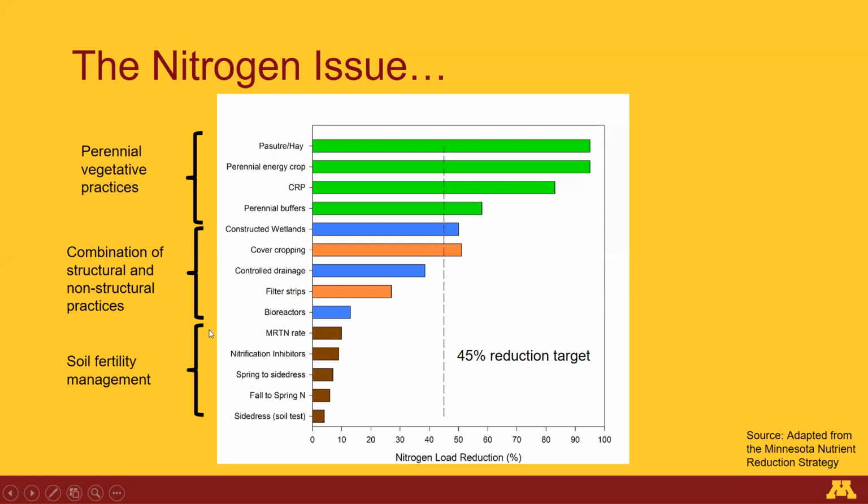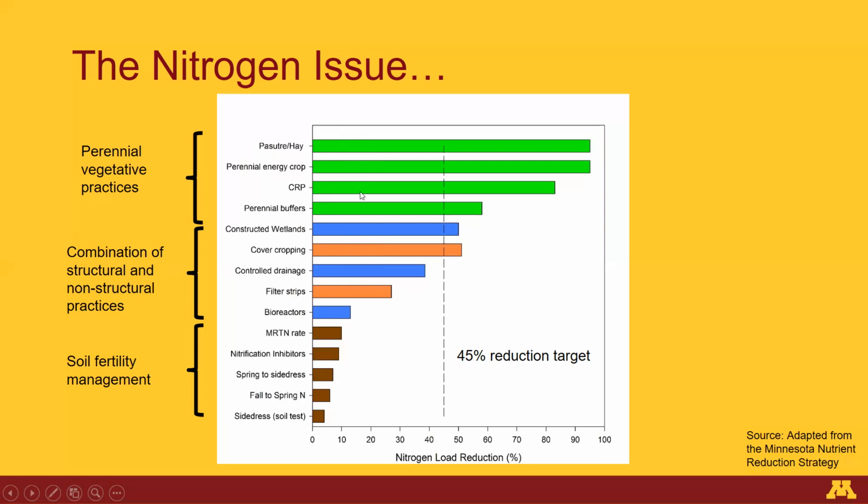Now, you can see on the left side of the screen there the different types of practices. The brown ones really represent what I collectively call soil fertility management practices. The next group up, the blue and the orange group, represent structural and non-structural practices. So, for example, constructed wetlands, controlled drainage would be examples of some structural practices, whereas cover cropping, we would consider that to be a non-structural practice.